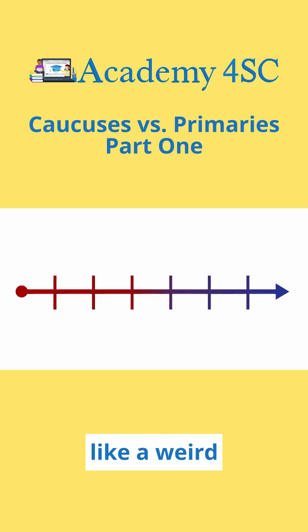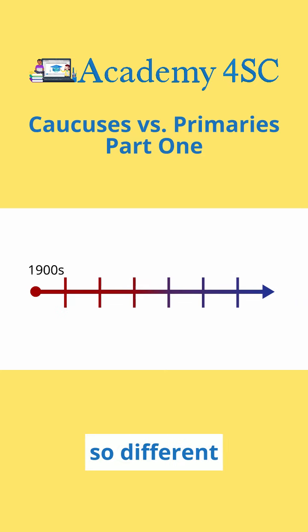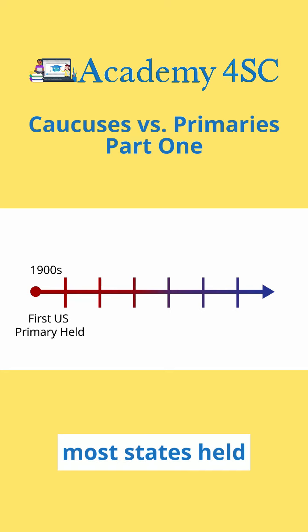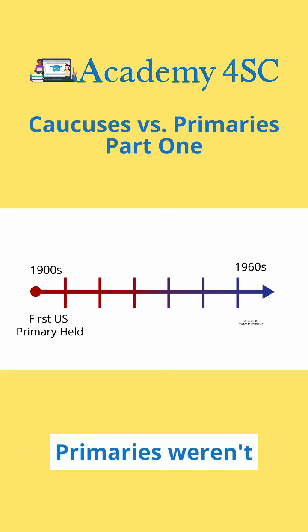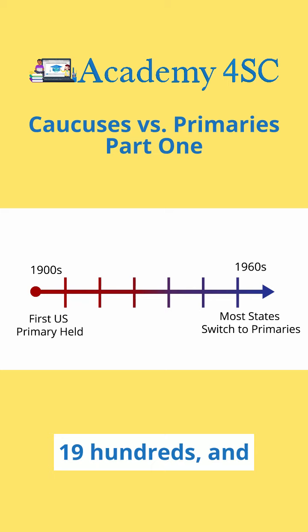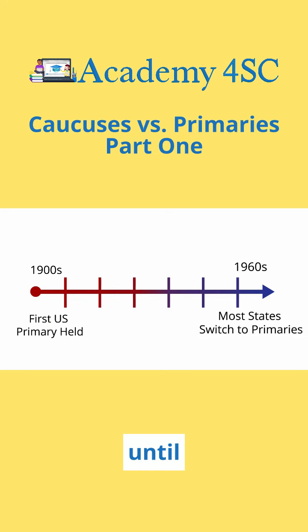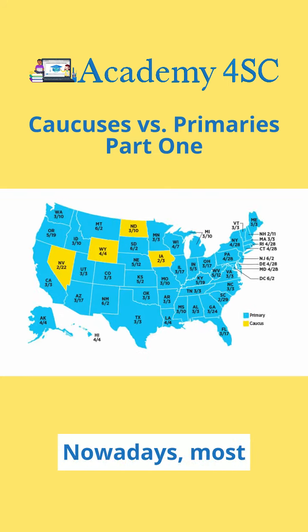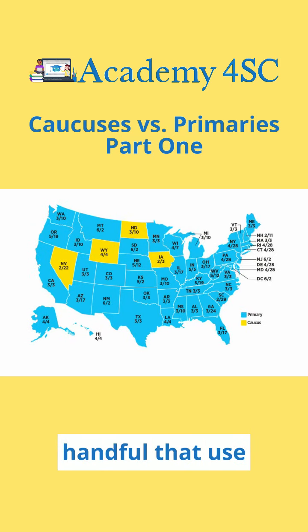Caucuses might seem like a weird way to decide matters since they're so different from the general election, but originally, most states held caucuses. Primaries weren't introduced until the early 1900s, and states didn't really begin switching to holding them until the late 1960s. Nowadays, most states hold primaries, but there's still a handful that use caucuses.